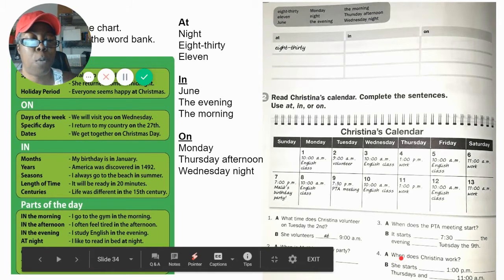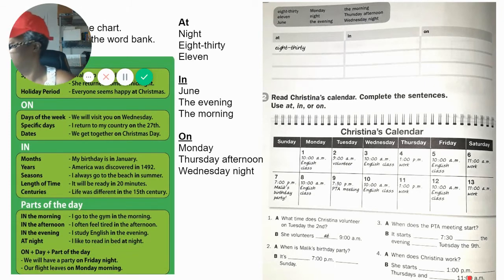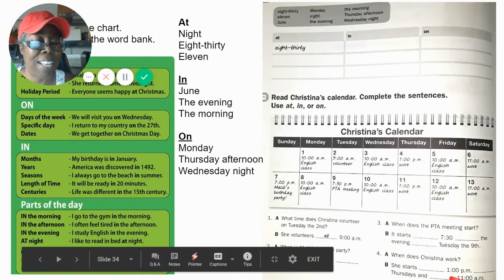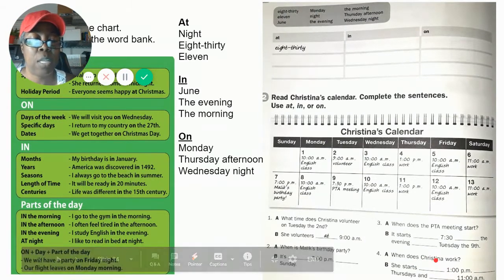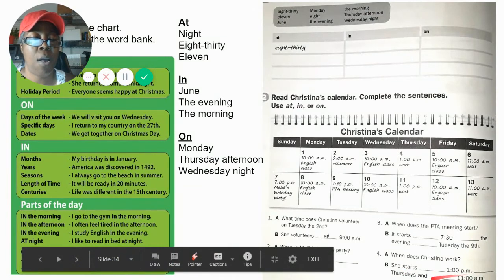Okay, then number 4, when does Christina work? And then we see our times that she works. She starts blank 1 p.m., blank Thursdays, and blank 11 a.m. Oh, I think something got chopped off here. Let's see. Yeah, the part that says blank Saturdays got chopped off. So when does Christina work? She starts at 1 p.m. on Thursdays and at 11 a.m. on Saturdays. Okay, let's go to the next page.